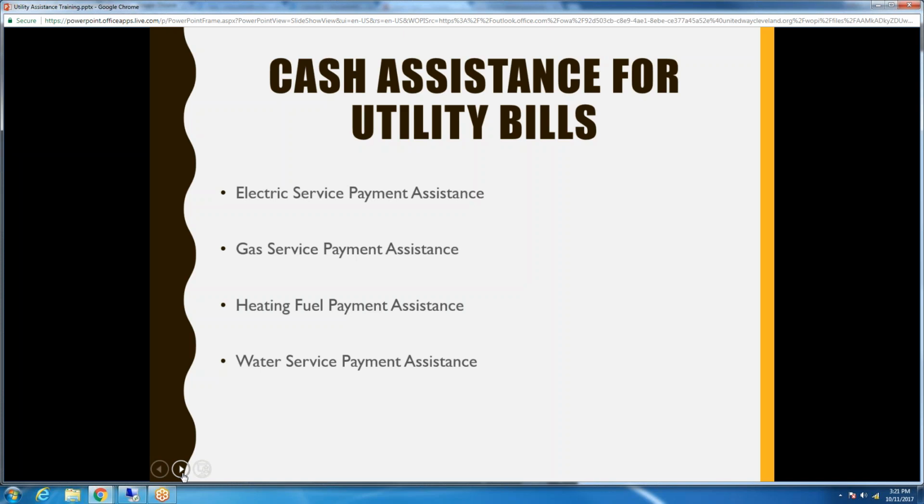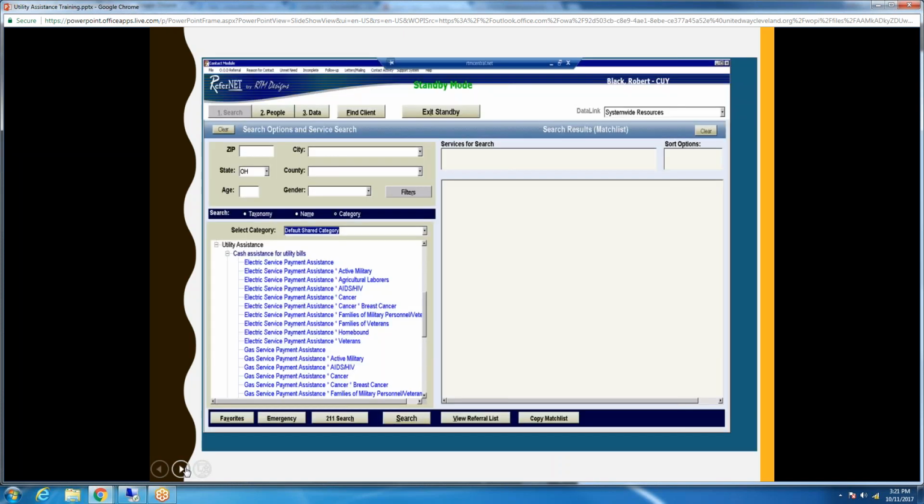And then there's heating fuel payment assistance. And that's your propane, bottled gas, coal, or wood. Those are programs that pay all or a portion of the home heating fuel expenses. And there's also water service payment assistance. Once again, programs that pay all or a portion of the water service expense. And right under utility assistance in Refer, you see cash assistance for utility bills. So you see electric, gas, and it goes down, heating fuel, and then water service as well.